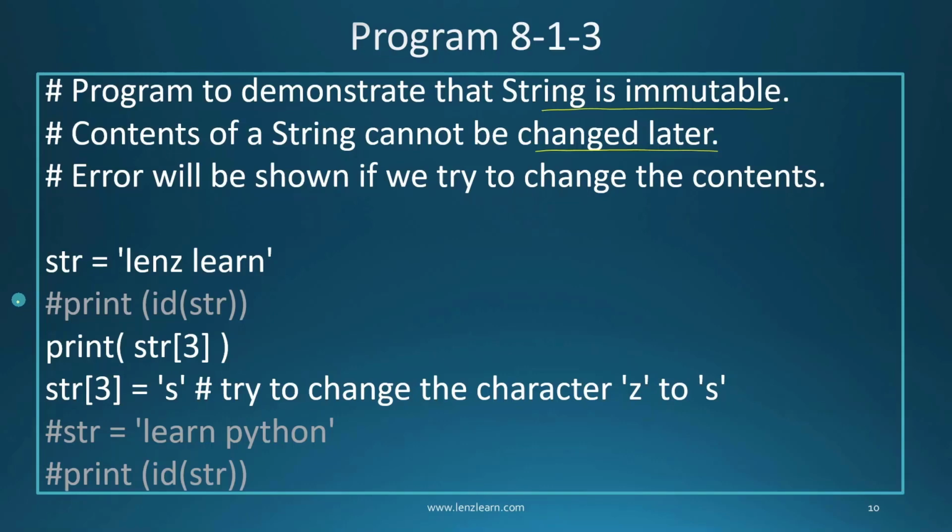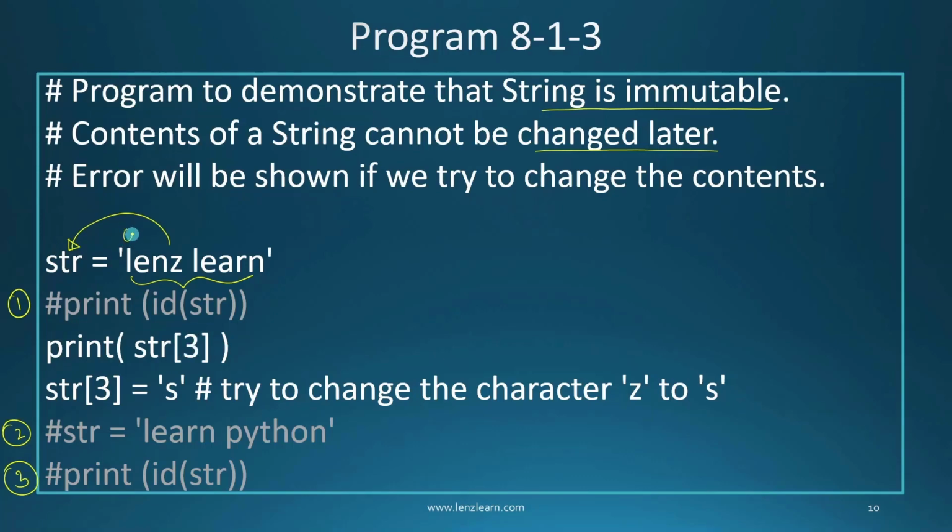I have just commented these 3 lines, that is 1, 2, and 3. We will discuss these 3 lines when we run the program. Right now we will just stick to the 3 lines which are uncommented. I have created a variable str and lensLearn is stored into it. So this is our string and it is stored into a variable str. Now I will print str3. So what will be printed?